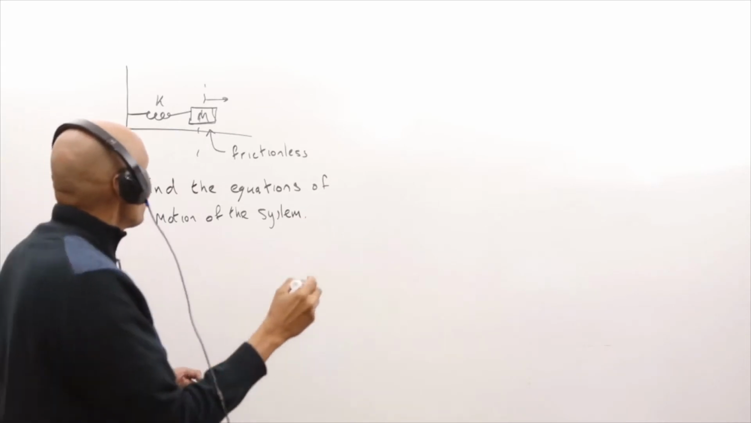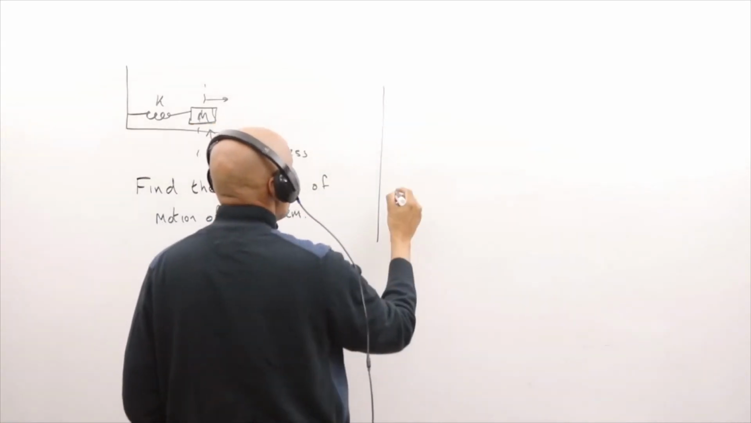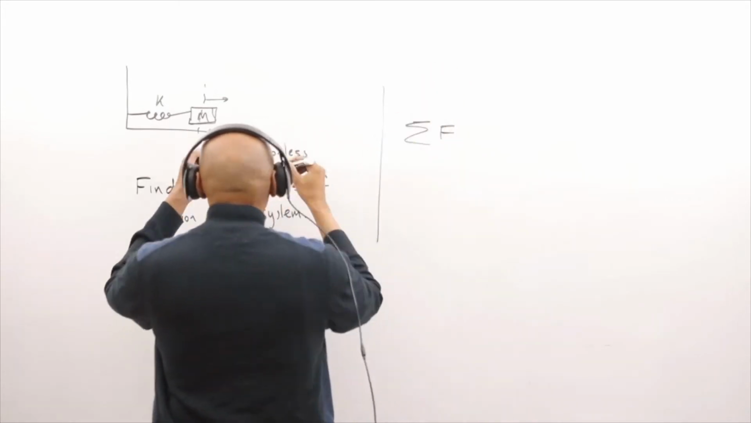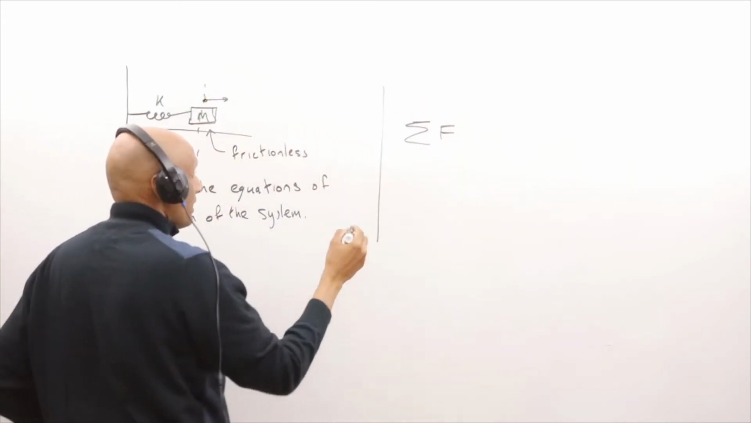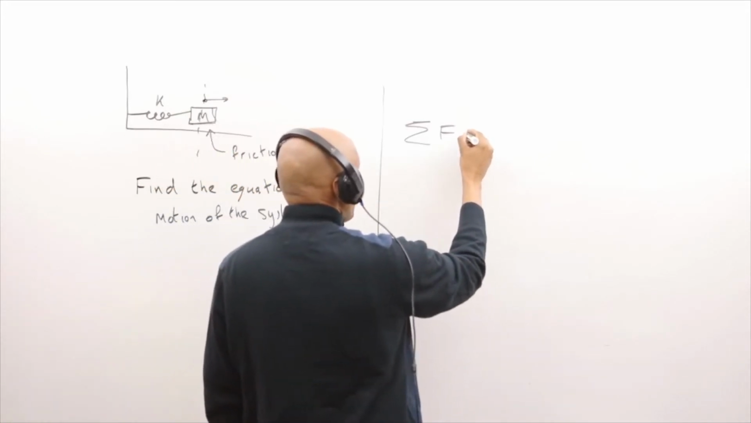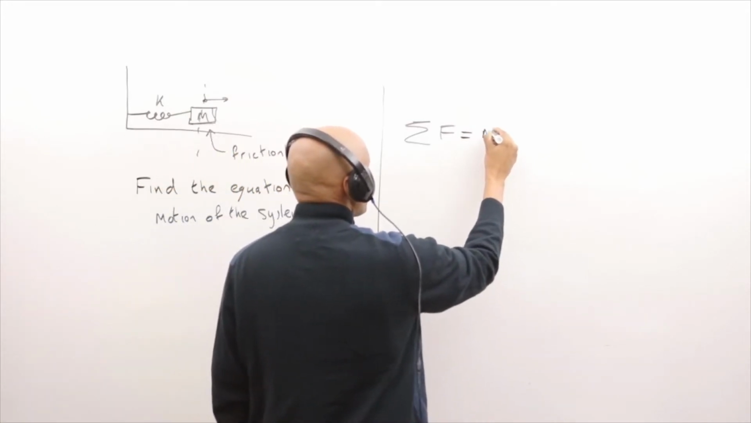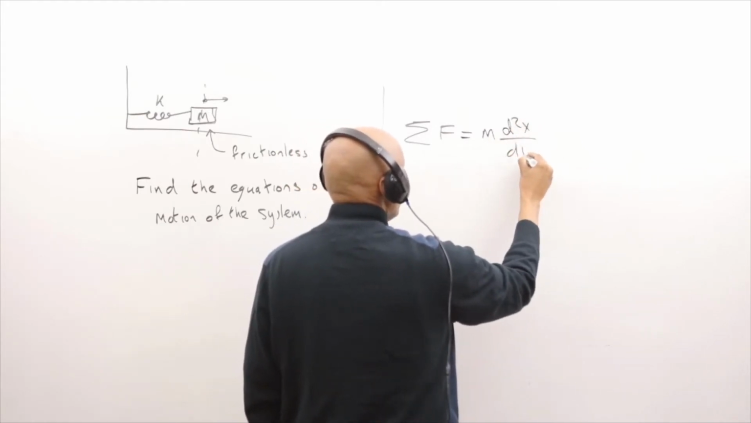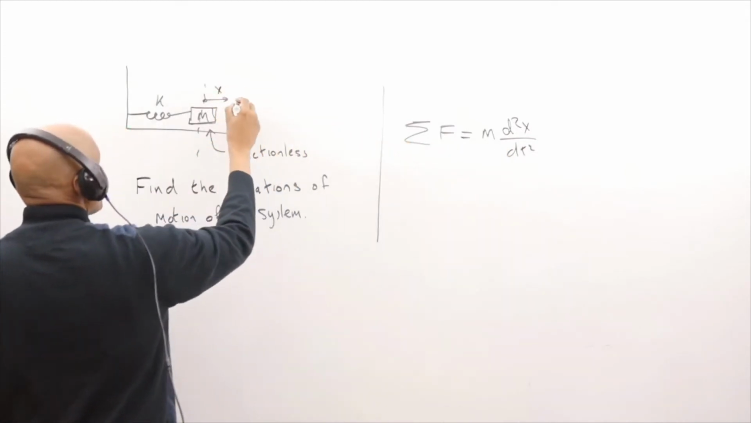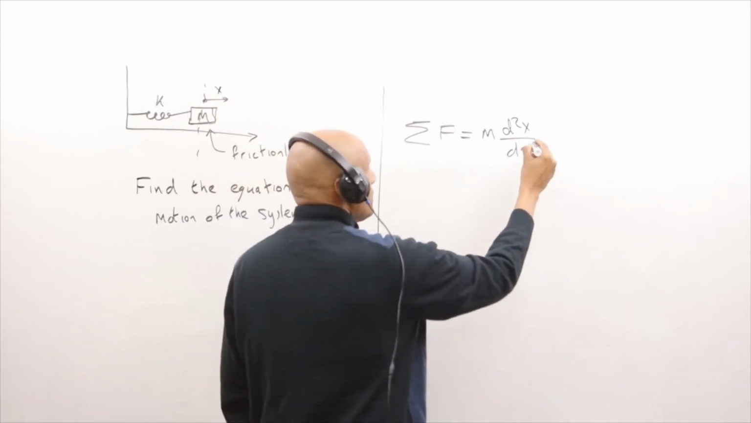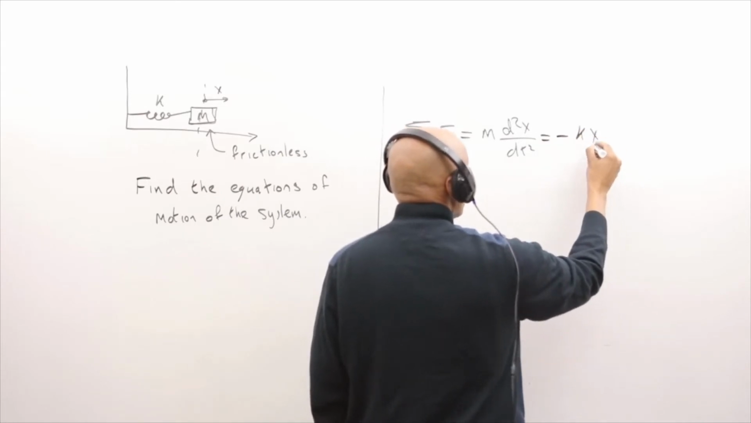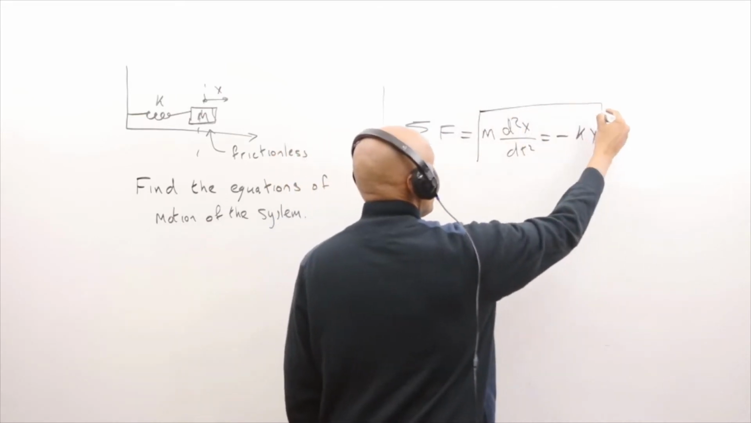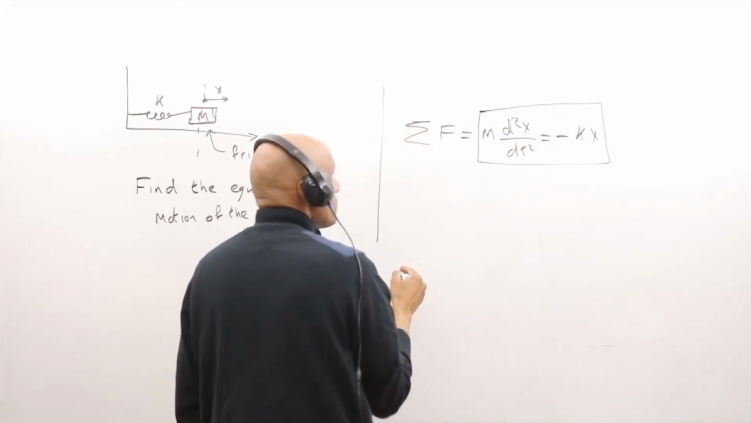So let me start off by assuming we know that the sum of all forces, so free body diagram, we could do a free body diagram, but I think it's okay. There's only one force acting on it, so this is mass times acceleration, which is the second derivative of x with respect to t, and we're assuming x is positive going to the right hand side, and that's equal to minus kx, where k is the spring constant. So this is our differential equation. So this is the equations of motion that we need.